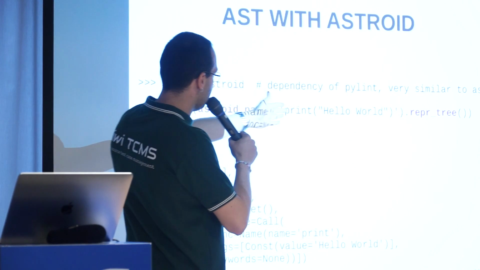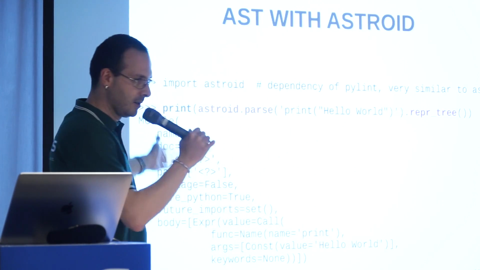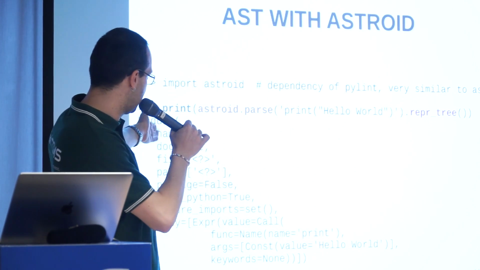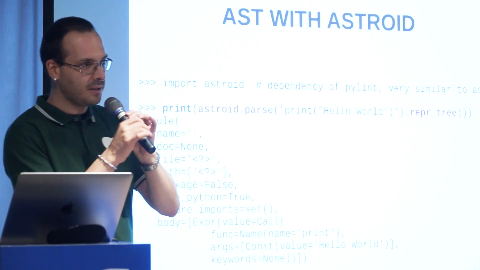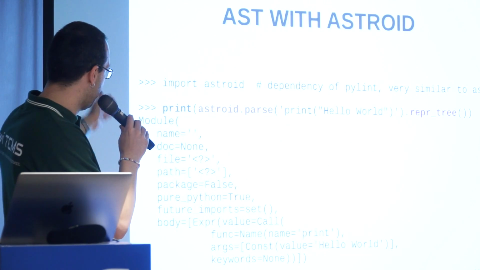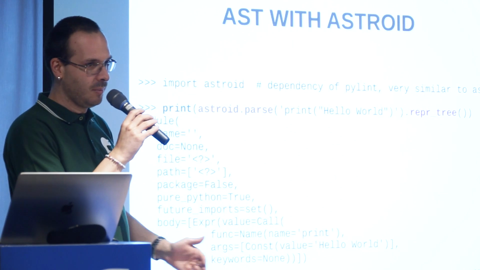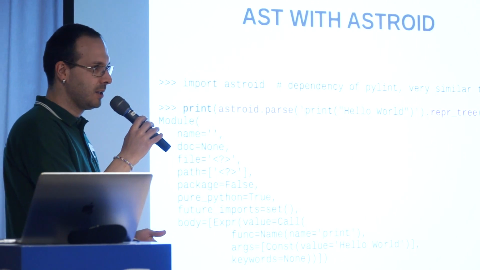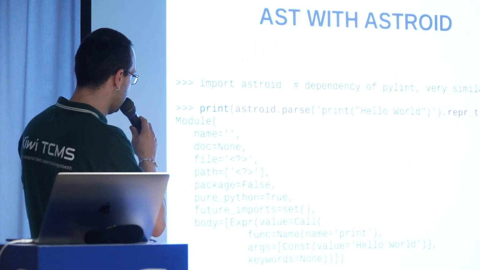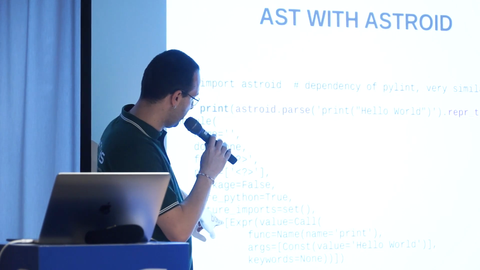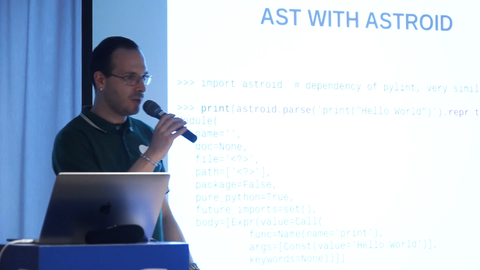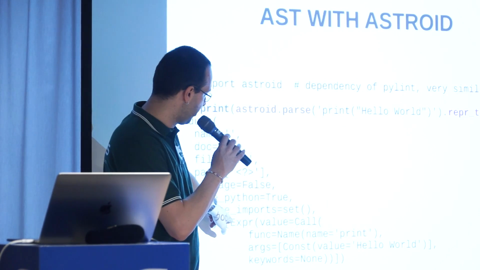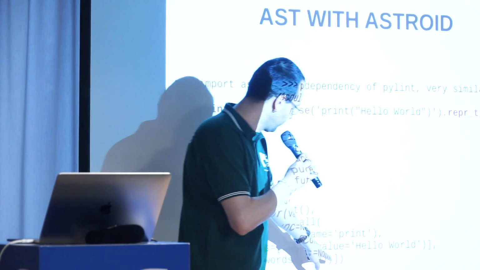Again, we have a parse function which receives a string. You can print like this on the terminal, and it looks a lot better. So we see we have a module. It has a bunch of attributes which are completely uninteresting because it doesn't come from the file system. But this one is interesting: we have body, which is a list. These are all the expressions in the module. We have only one expression, which starts here and ends here.